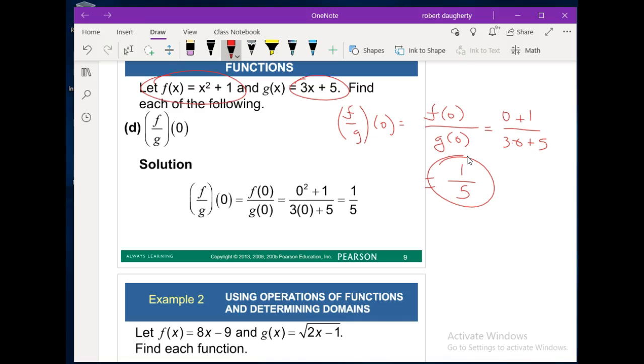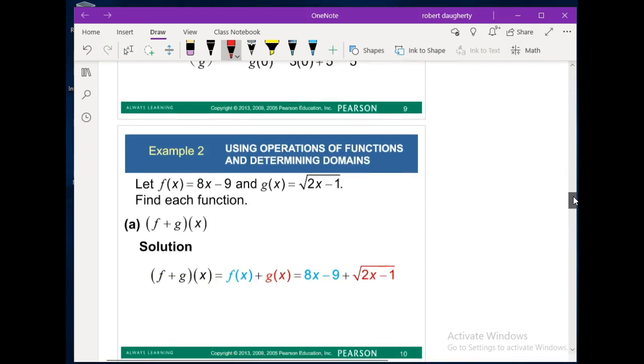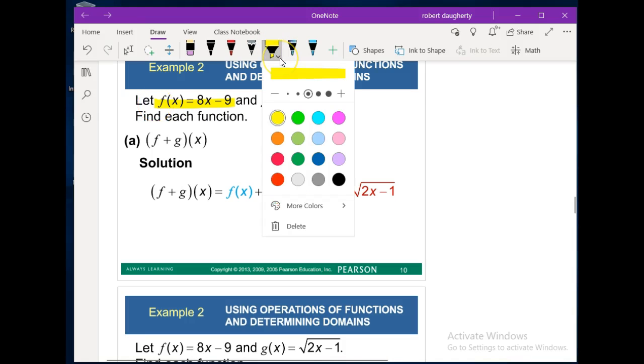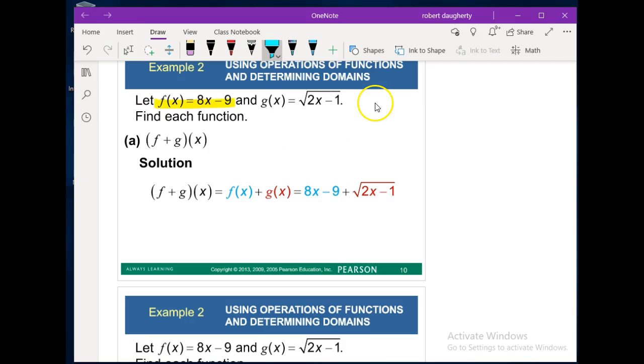So again, we're just plugging values in for the functions, and these are combinations of the functions. Either they're added, subtracted, multiplied, or divided. Let's switch gears a little bit. I've got a couple more functions here. f of x is 8x minus 9, and g of x is the square root of 2x minus 1. So let's find f plus g of x.